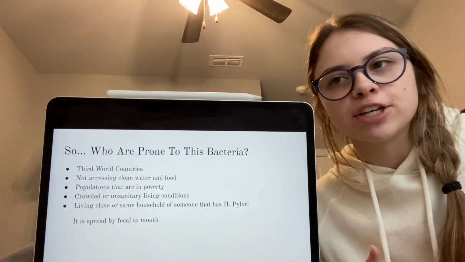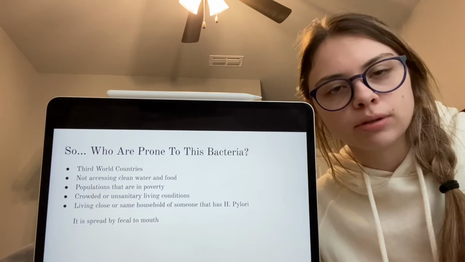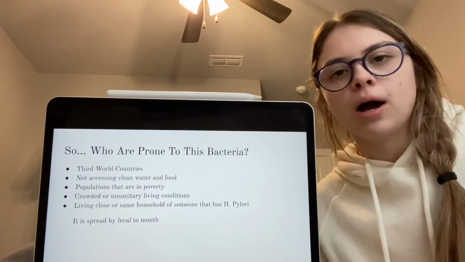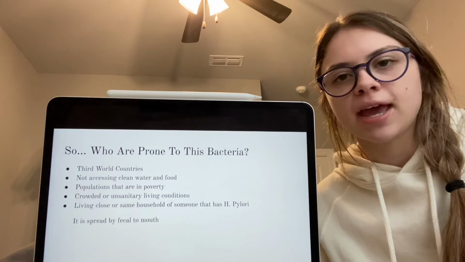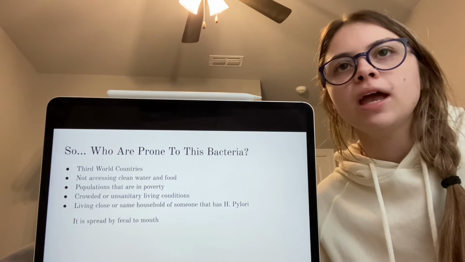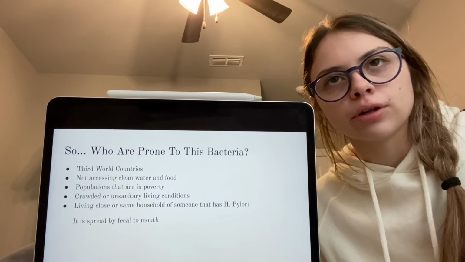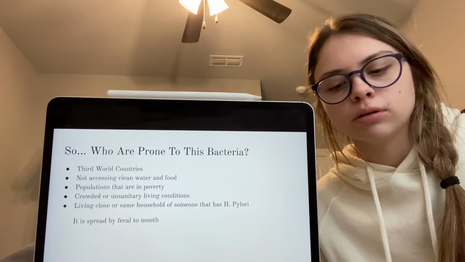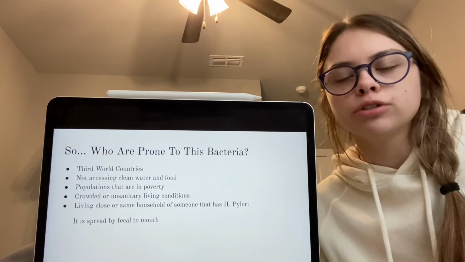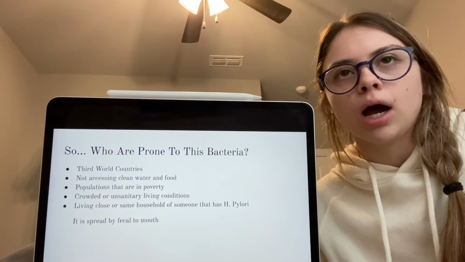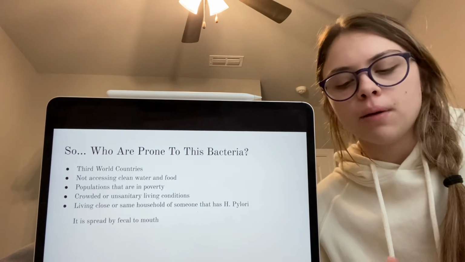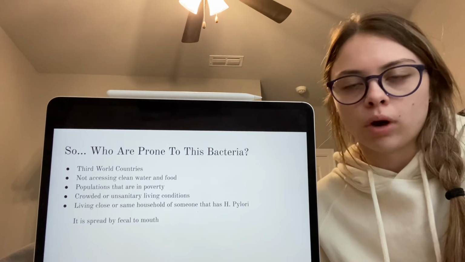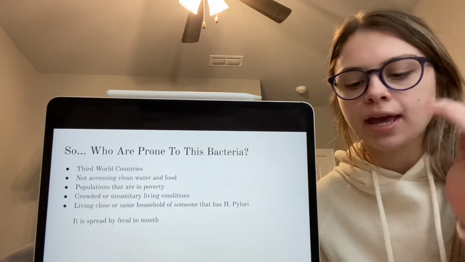If I had H. pylori and I use a utensil in the kitchen, and someone in my household uses that same one, they can get H. pylori. Like I mentioned earlier, it is spread by fecal to oral route. So children are more prone to get H. pylori. Adults can as well, but children that don't wash their hands can get H. pylori.